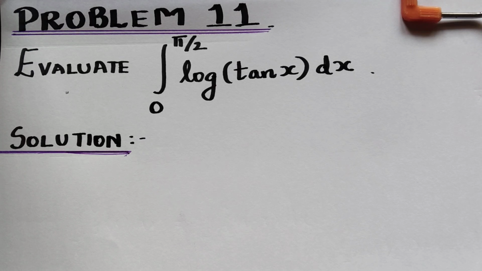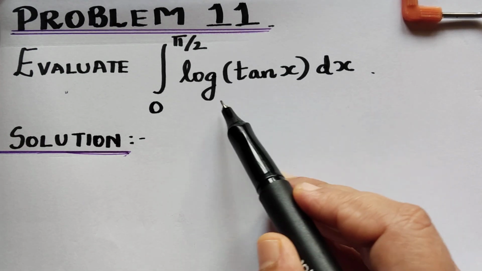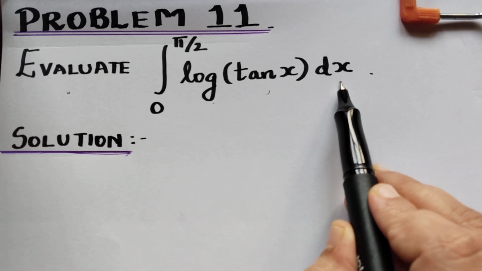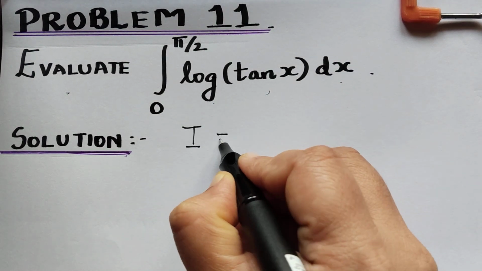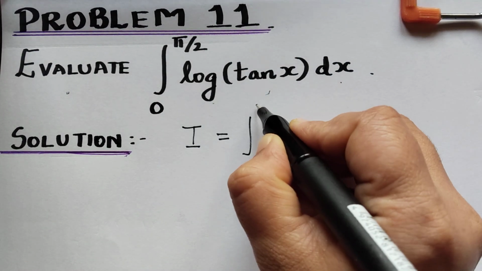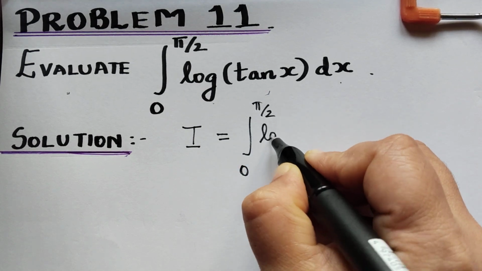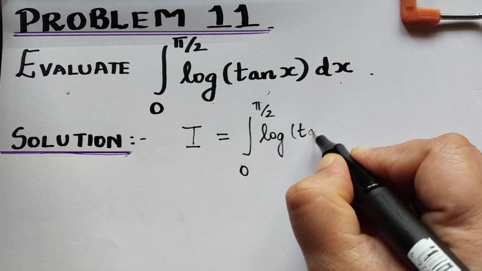Under the topic definite integrals, here we have a very simple problem. The question is to evaluate the integral from 0 to pi by 2 of logarithm of tan x dx. As the first step, we shall consider the given integral as capital I, which is equal to the integral from 0 to pi by 2 of logarithm of tan x dx.